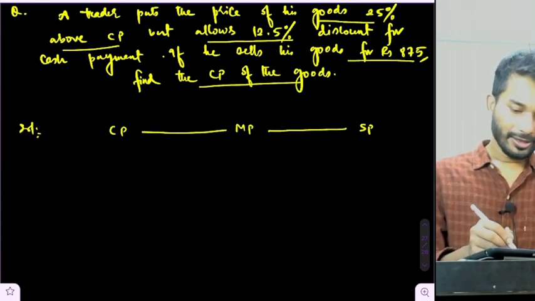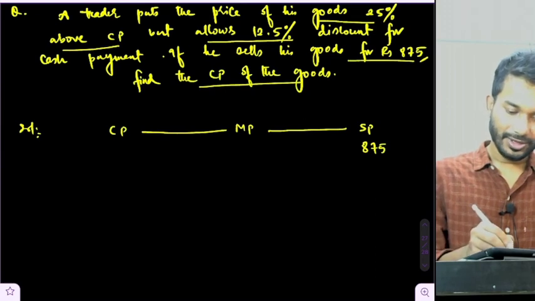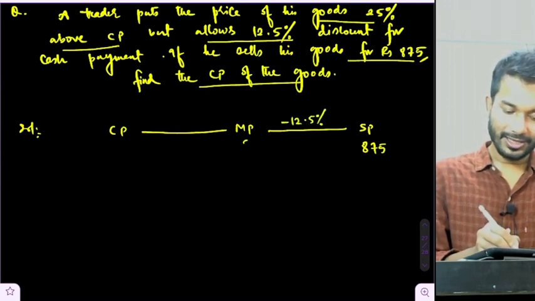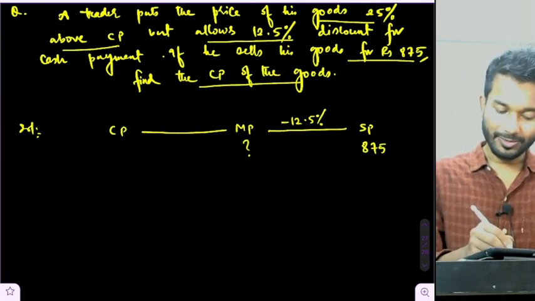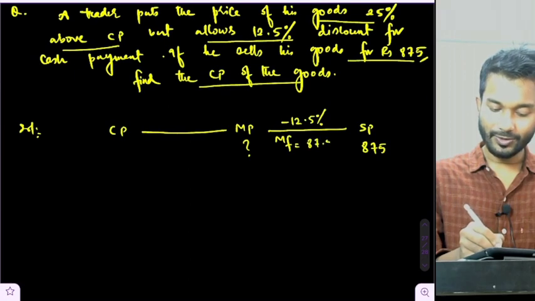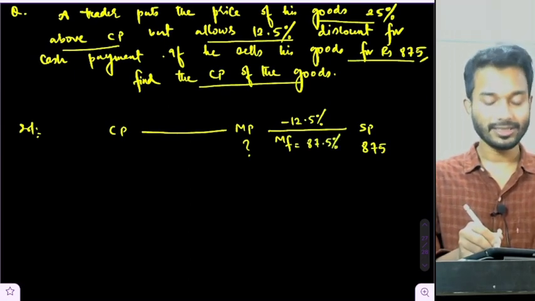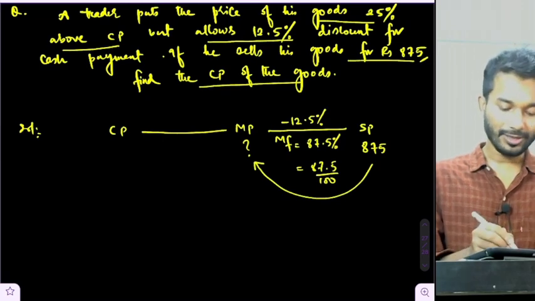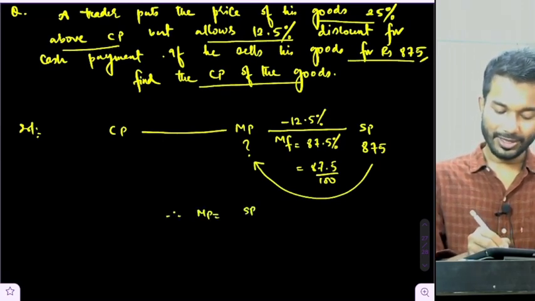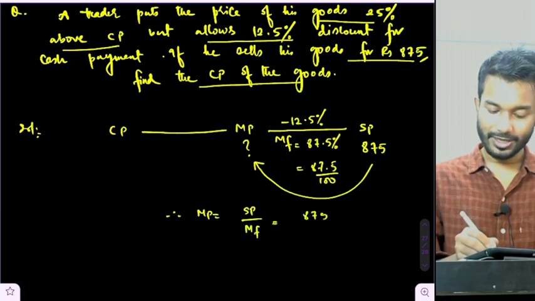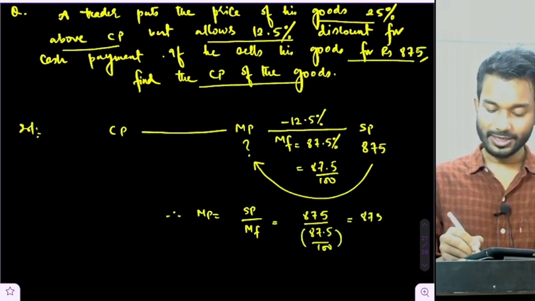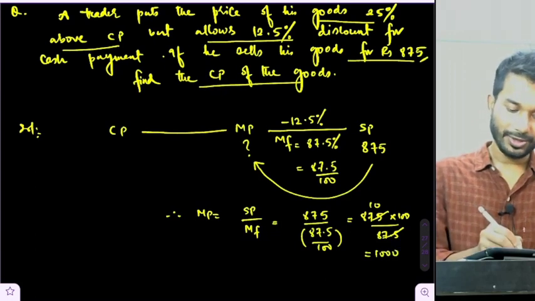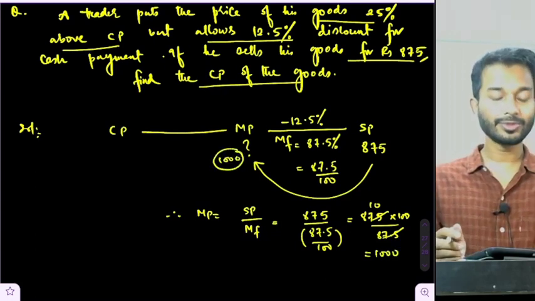Now he sells the goods for rupees 875, with a discount of 12.5%. I can easily find out the mark price from this data. Multiplication factor will be 100% minus 12.5%, which is 87.5%, that is 87.5 by 100. To find the mark price, we have to go in the backward direction. So mark price will be selling price divided by multiplication factor: 875 divided by 87.5 by 100. This gives us 875 into 100 divided by 87.5, which is 1000 rupees. So we are getting the mark price to be 1000 rupees.